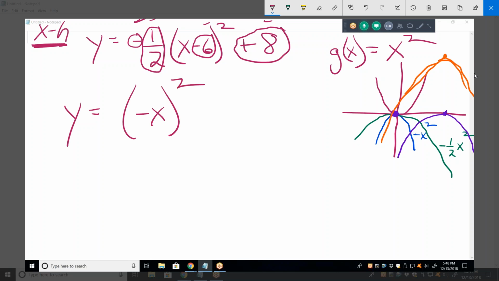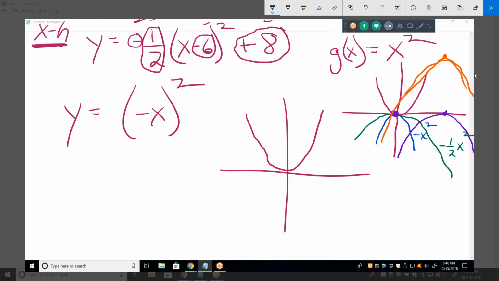What is that? What's that negative sign mean? Well, it's on the inside, so it's horizontal. Which means it's a reflection over the y-axis, to the left because it is a negative. Ah, it's just a reflection over the y-axis.